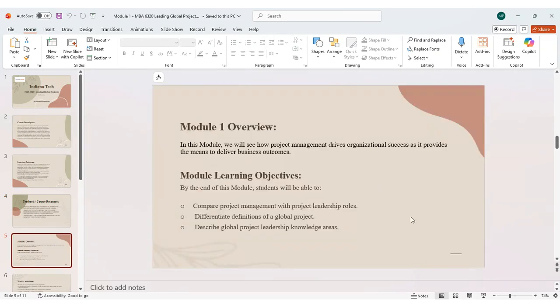All right. So in module 1, the overview. In this module, we'll see how project management drives organizational success as it provides the means to deliver business outcomes. So the objectives in this module, we want to compare project management within project leadership roles. You want to differentiate definitions of a global project and describe global project leadership knowledge areas.